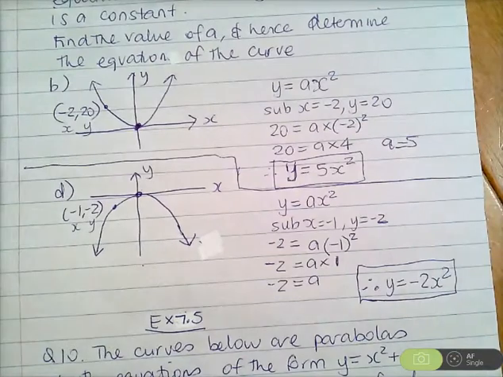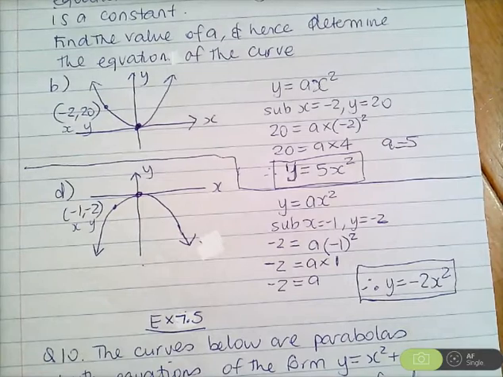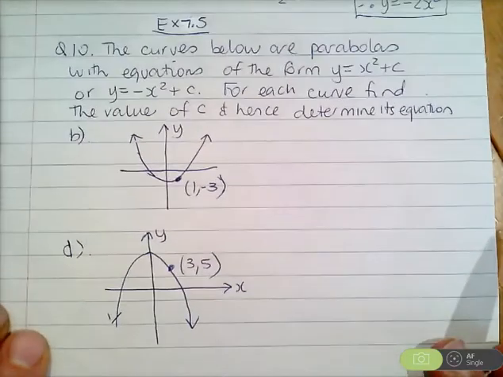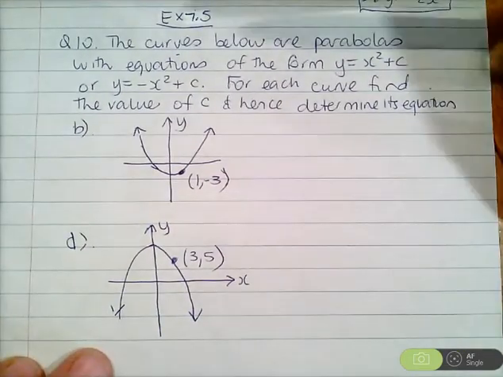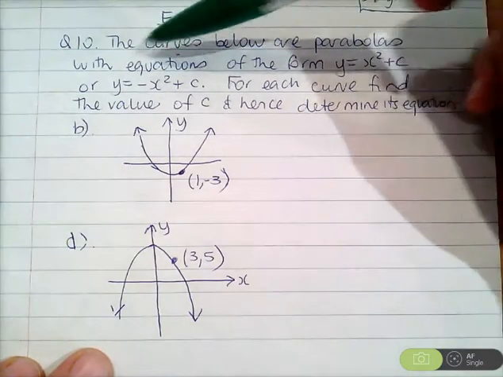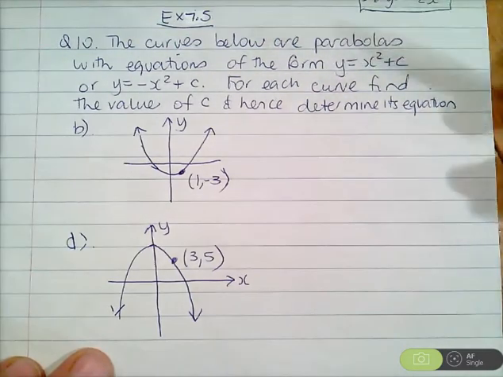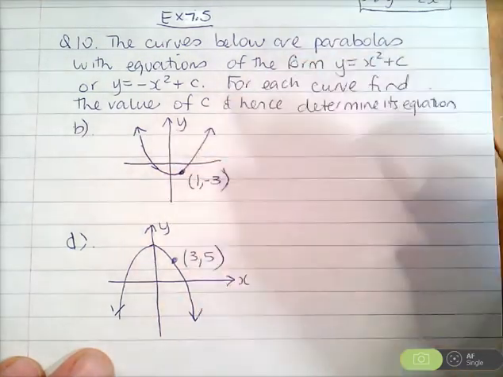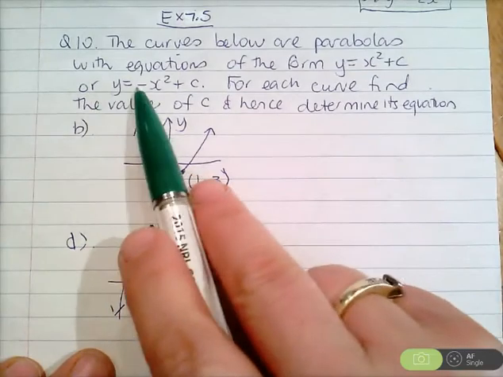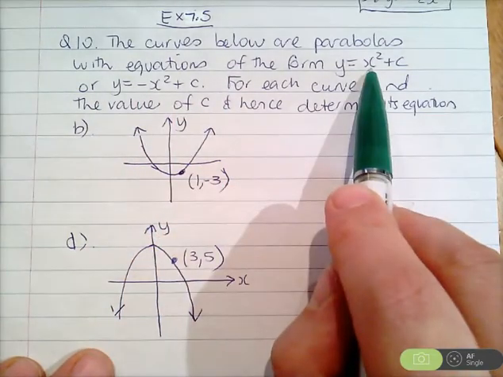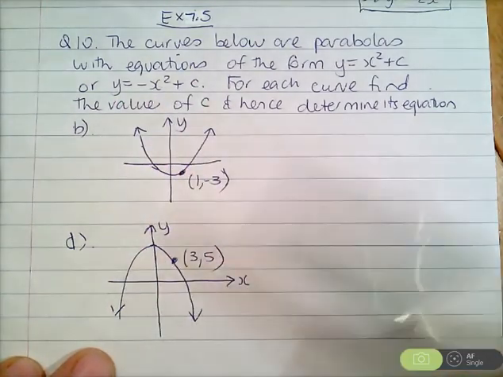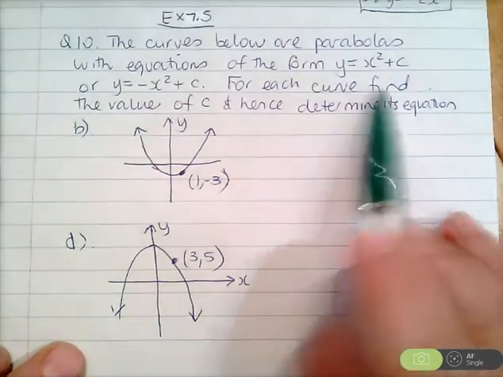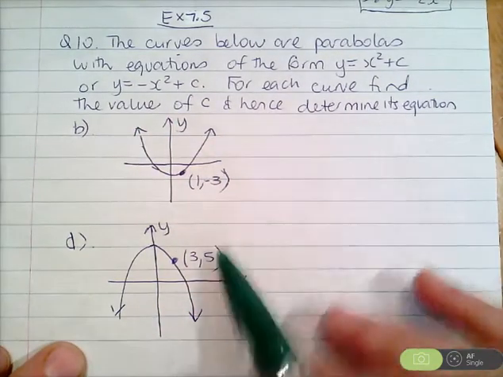Okay. So that is some examples from exercise 7.4. We're now going to do some similar examples from exercise 7.5. Same process, just different type of equation. Now it says here that the curves below are parabolas with equations of the form y equals x squared plus c. So they've been shifted up or down. Or y equals minus x squared plus c. So y equals x squared plus c would be the concave up type. Y equals minus x squared plus c would be the concave down type. Now it says for each curve find the value of c and hence determine the equation of the curve.